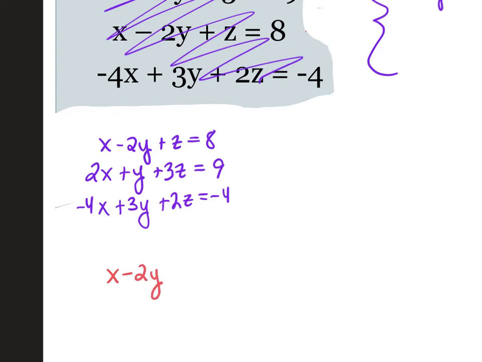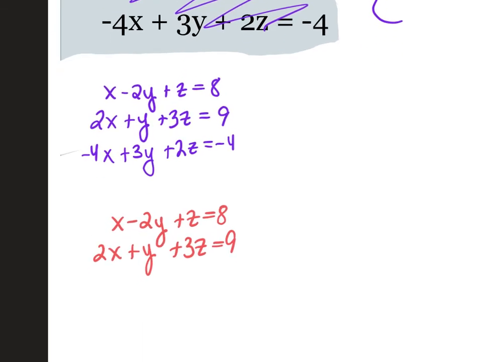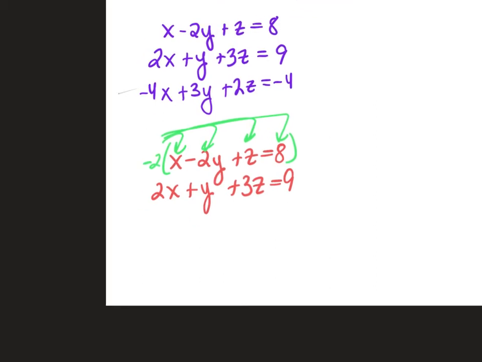x minus 2y plus z equals 8, and I take the second one, 2x plus y plus 3z equals 9, and I'm going to eliminate x's. So what am I going to multiply that top equation by? What kind of 2? -2, because you want it to be exact opposites. So I'm going to remind myself I have to go everywhere, every term on both sides. So this is going to become -2x plus 4y minus 2z equals -16.